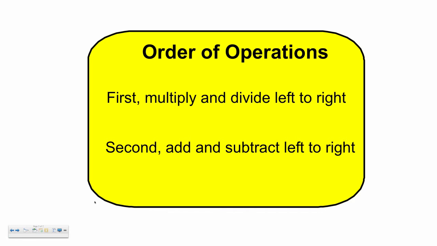So, what are the rules? For numerical expressions using order of operations, we first multiply and divide left to right. Second, we add and subtract from left to right. Let's take a look at what this would really look like.